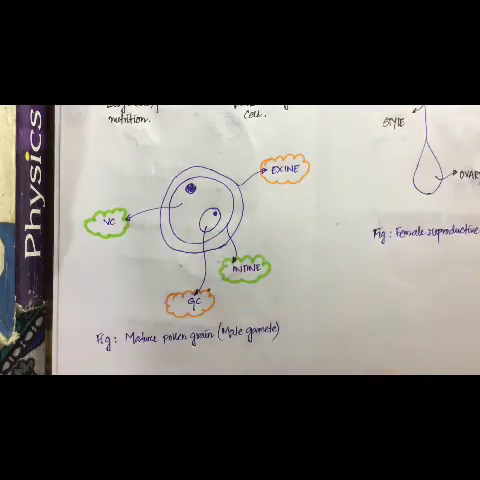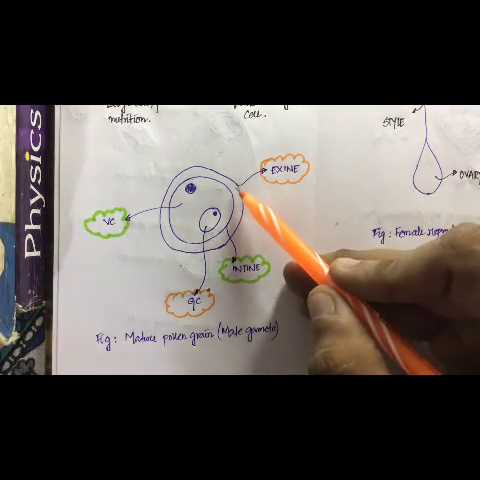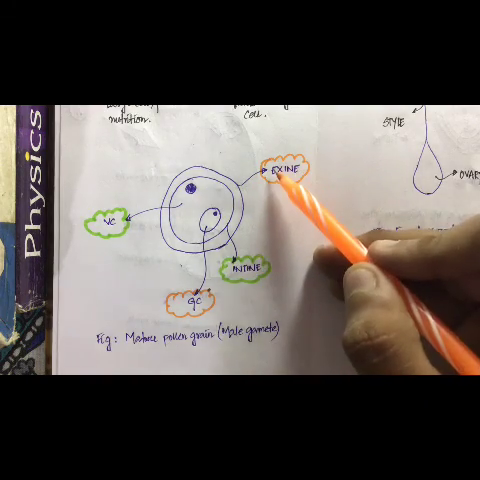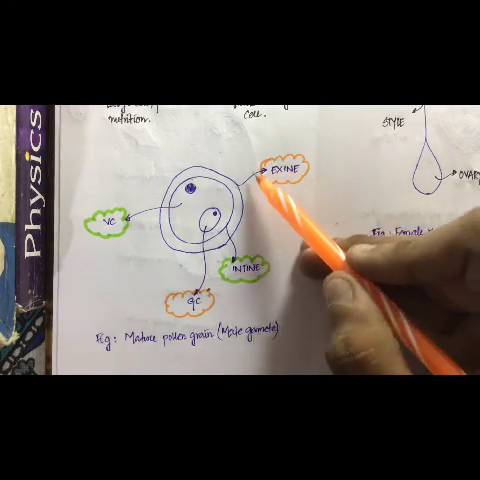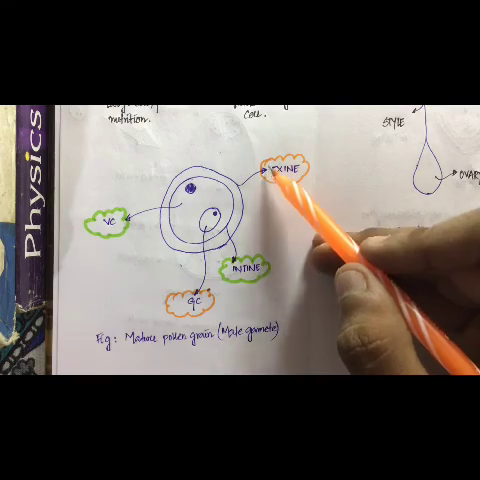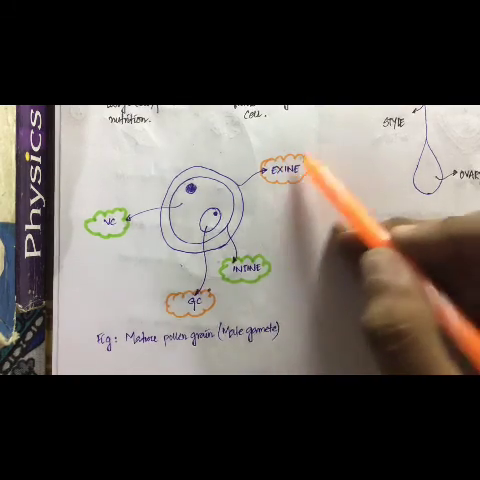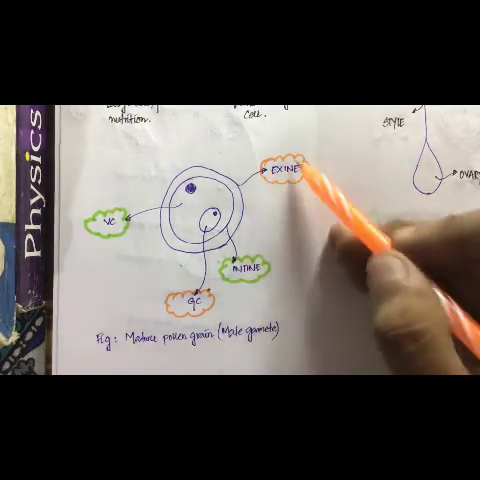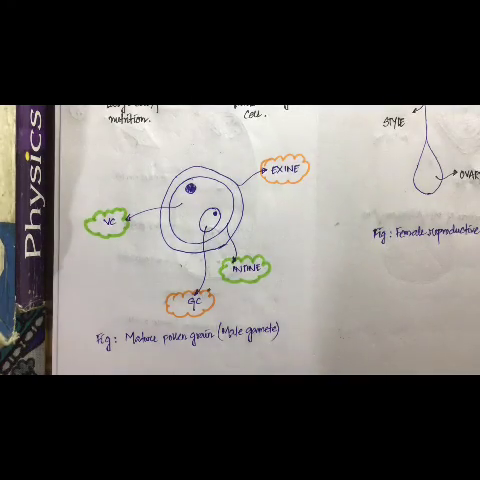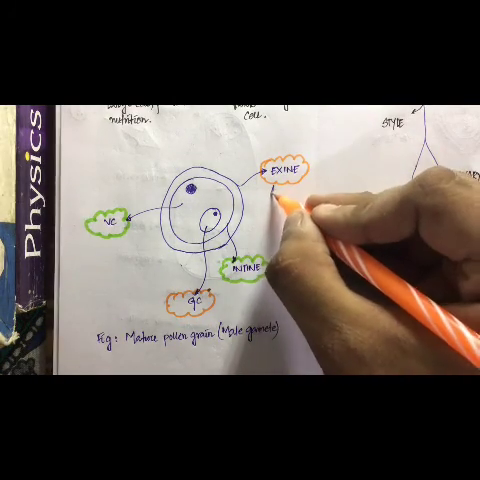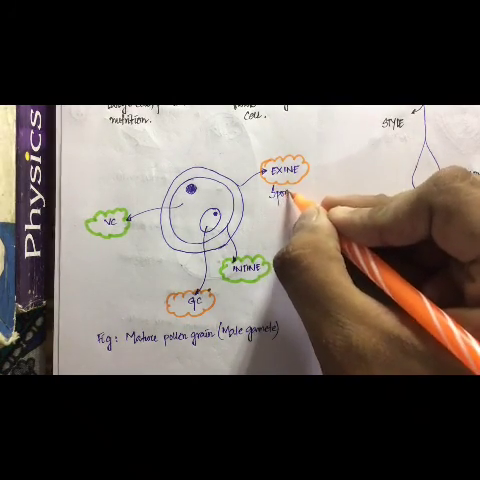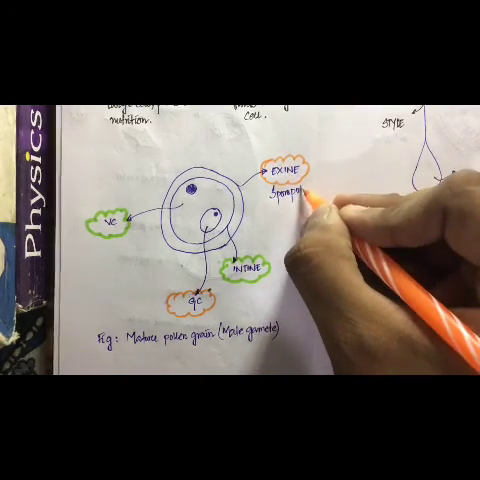This is a mature pollen grain. If you see this mature pollen grain, you can see the outer layer. The outer layer is called exine. This is a hard layer, resistant to temperature, enzymes, acids and alkalis. And why is it resistant? Because this exine contains something called sporopollenin.